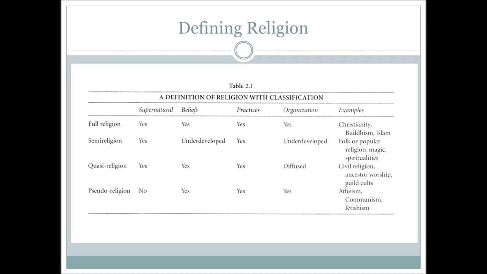So if we think of full religions, and you have some examples here, we have a few of the classics: Christianity, Buddhism, Islam, things that anyone would recognize as a religion. There are beliefs in the supernatural. There are beliefs about how life should be ordered. There are specific ritual practices, and there are identifiable organizations. Obviously, with Christianity, it's churches and denominations. Buddhism, there are temples, and there are even whole sects. So if you think of things like Zen Buddhism, it's organizationally linked together.